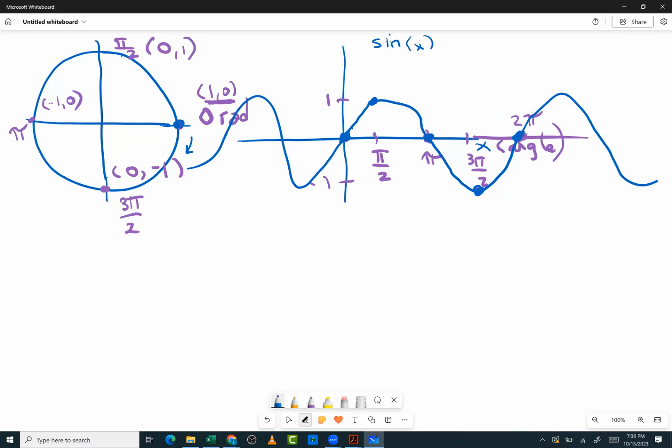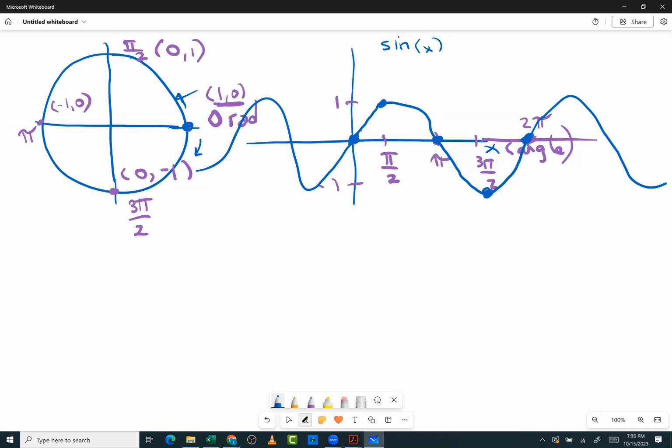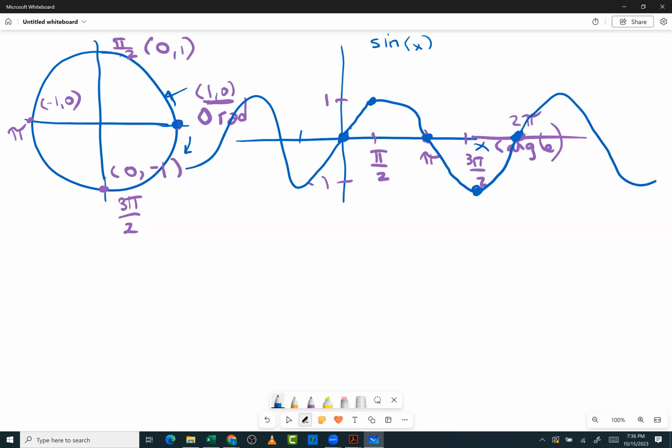Does that make sense? Yeah, it's starting to click a little better. Okay, good. So I can go either direction because I'm either going in a positive angle direction or in a negative angle direction. This would be negative pi over 2, which is here. It goes on forever.